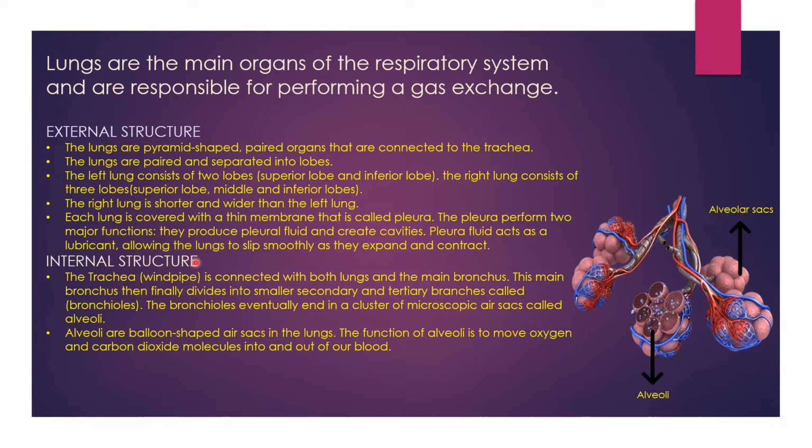Now, here is the internal structure. The trachea, windpipe, is connected with both lungs and the main bronchus. This main bronchus then finally divides into smaller secondary and tertiary branches called bronchioles. First I told you main bronchus, then it divided into secondary and tertiary bronchus. So these are called bronchioles. The bronchioles eventually end in a cluster of microscopic air sacs called alveoli. These branches will further divide into the end point of the respiratory system, that is alveoli.